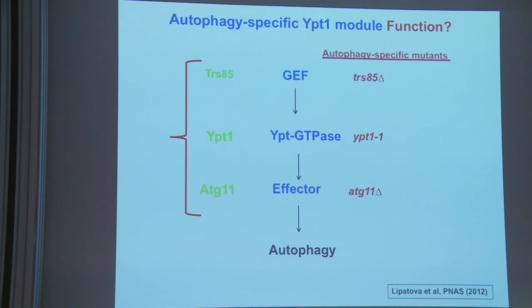So how do we study function in this case? We are lucky because what kind of stress do you probably induce? We starve them for nitrogen. In mammalian cells, you have to starve for amino acids. Yeah, thank you. So we have specific mutants which are only defective in autophagy, not in growth, okay? TRS85 doesn't have anything to do with secretion, so we can delete it and see just the effect on autophagy. Same with ypt1-1, the mutant that we later showed disrupts this interaction.